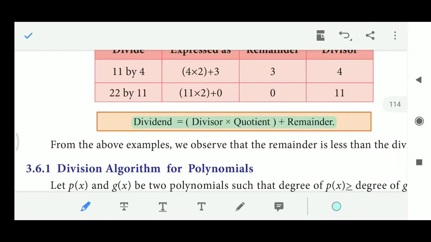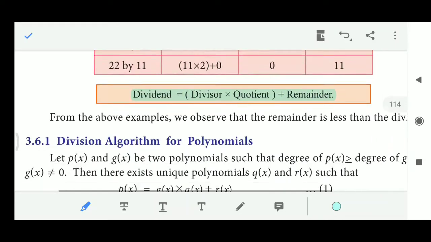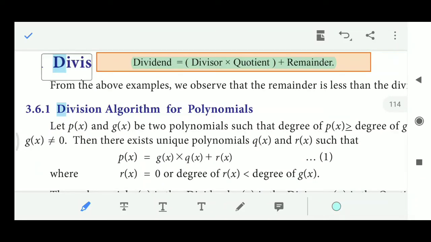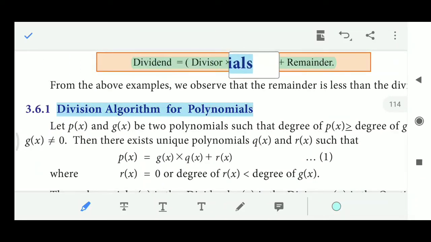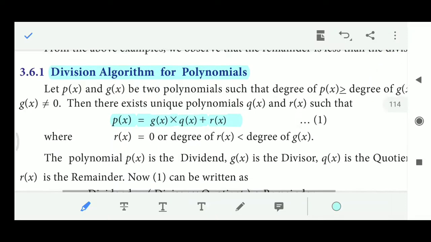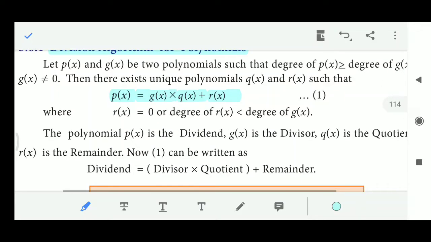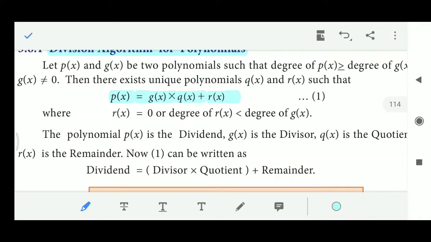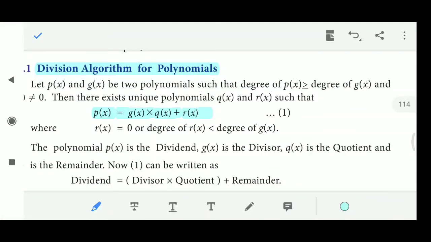Okay, we know the division algorithm. The dividend is equal to divisor into quotient plus remainder. So that is a division algorithm. Here also we have the division algorithm for polynomials, that is p of x is equal to g of x into q of x plus r of x. That is, p of x is a polynomial and g of x is another polynomial.